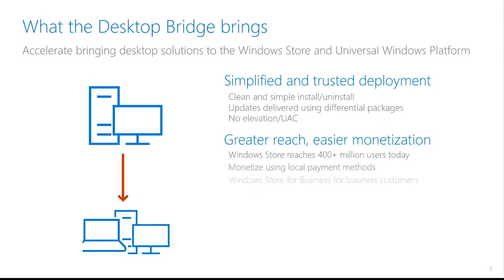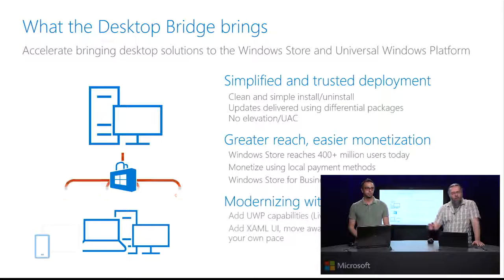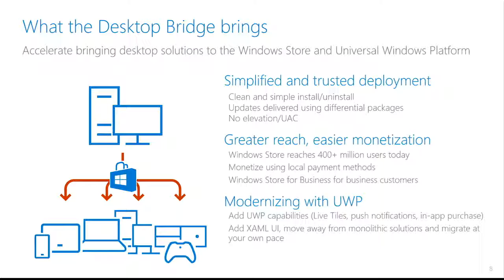Now, once converted, you can then distribute your applications in the Windows Store. You can reach 400 million users worldwide in 242 markets. You can monetize with local payment methods. And for enterprise distribution, you can also leverage the Windows Store for Business with your converted application. Also, once you have converted your application, you are now part of the Universal Windows Platform app model, and you can utilize all the features in the Universal Windows Platform for your existing desktop applications.